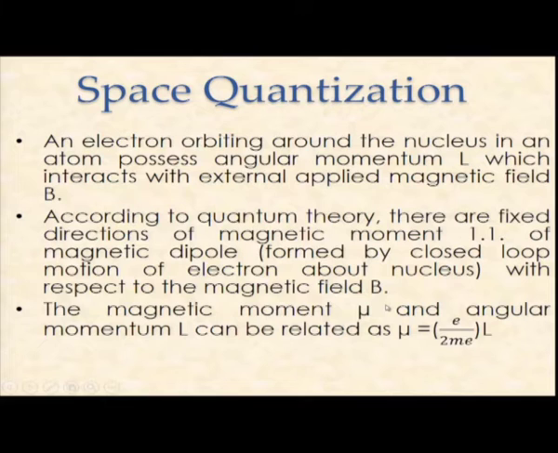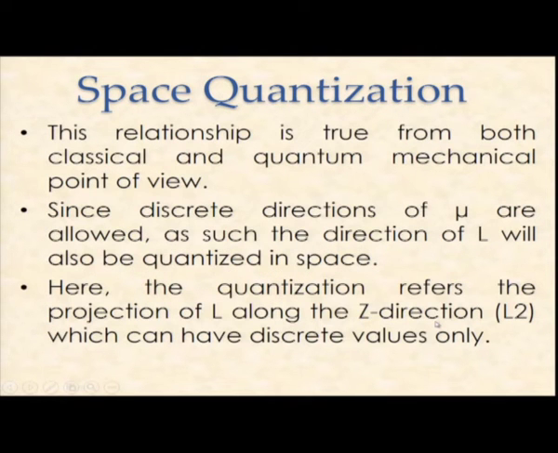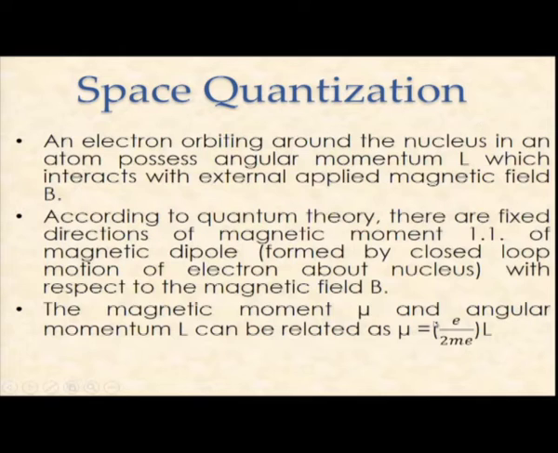The magnetic moment and angular momentum of the electron can be related as mu is equal to e by 2me into L. So this is the relation connecting the magnetic moment and angular momentum.